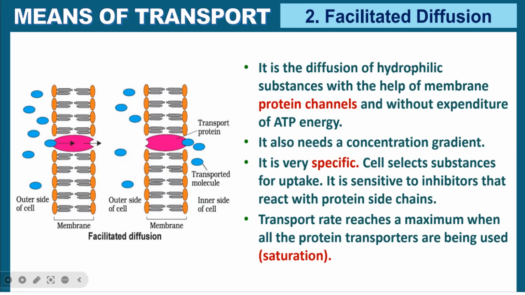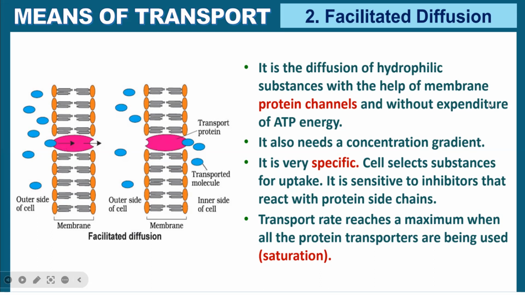So it is diffusion of hydrophilic substance. Hydrophilic substance means water-loving substance. Just now we said that hydrophobic means lipid-loving. These substances do not love lipid or cannot dissolve in lipids. So for them, they have some help of membrane protein channel. These channels you can see, these are membrane protein channel.